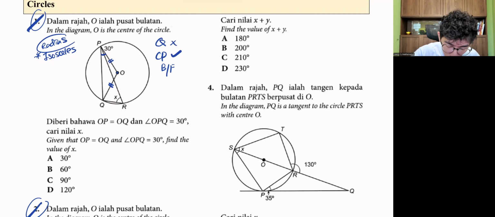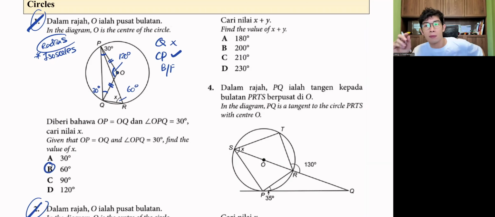So this is 30, this will be 30. Then these 2 things add together, you get 60, right? Tell me what is this degree over here? 180 minus 60, 120. According to the butterfly rule, this is double. Your X will be single. So your answer is B.